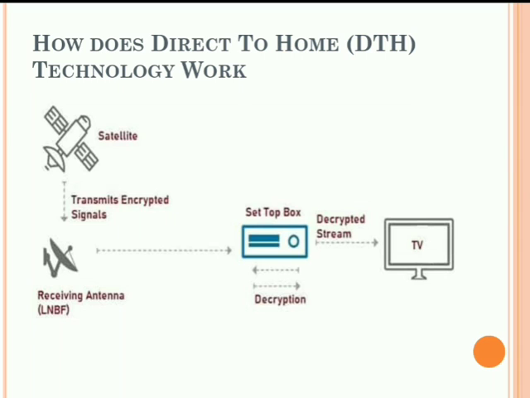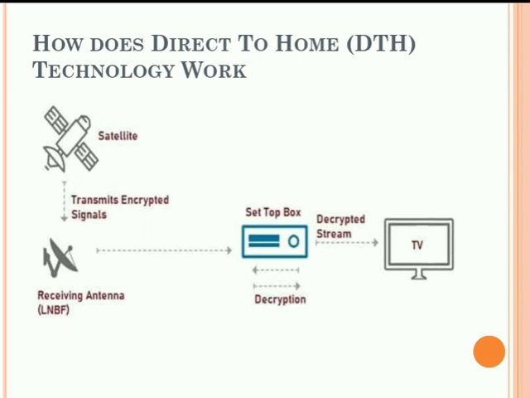The signal received by this receiving antenna is sent to the set-top box that is present at the home of the different consumers. The use of the set-top box is for the purpose of decryption. This decrypted stream is sent to the television set, so that whatever data or program was broadcast from the satellite can be seen properly on that television set.